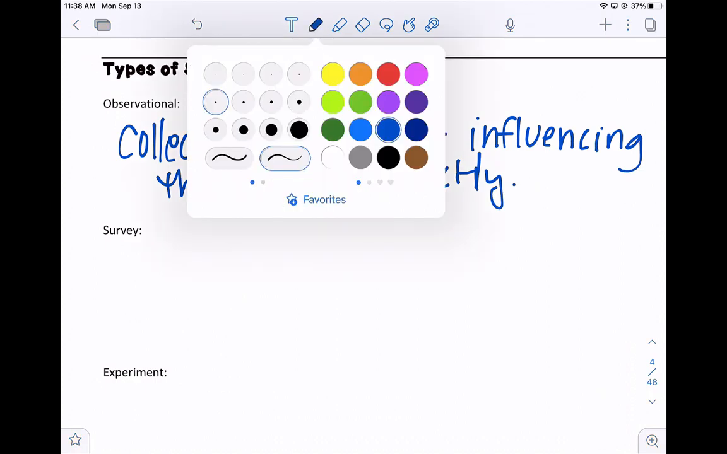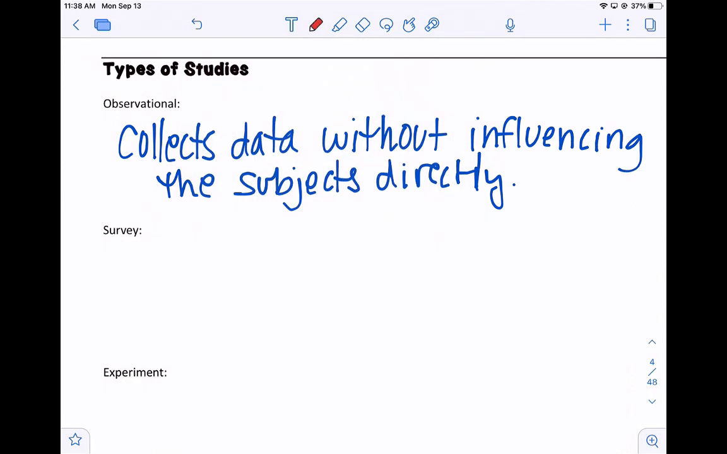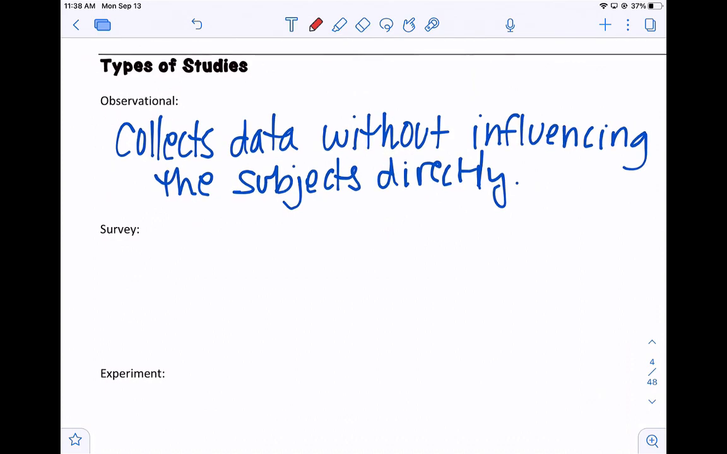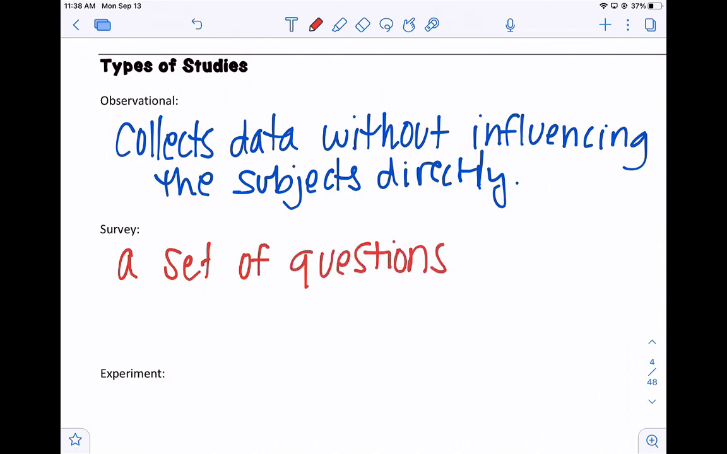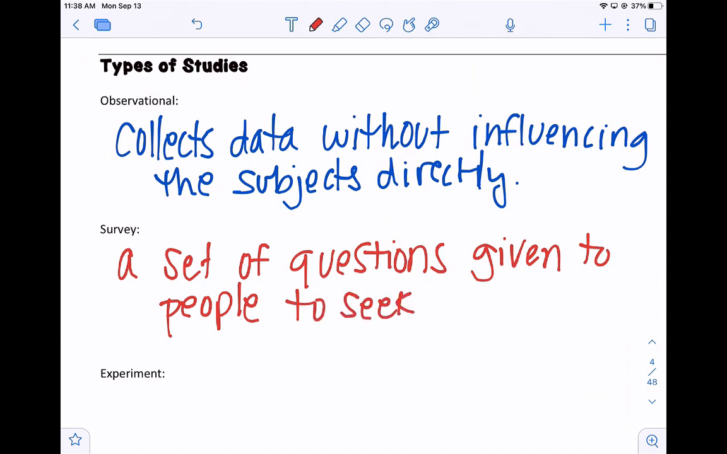It's a survey when you have a set of questions and you give them to people to seek their responses.